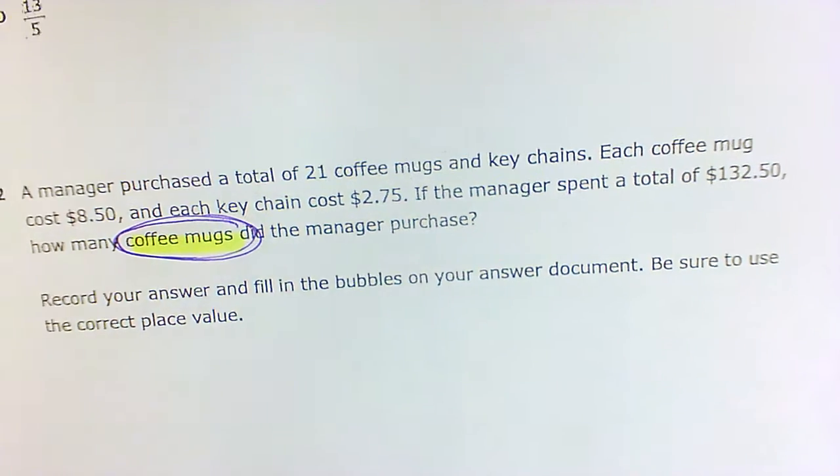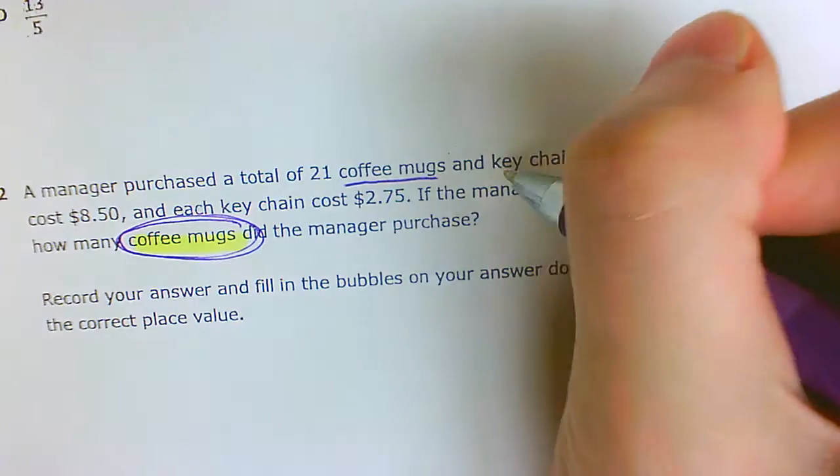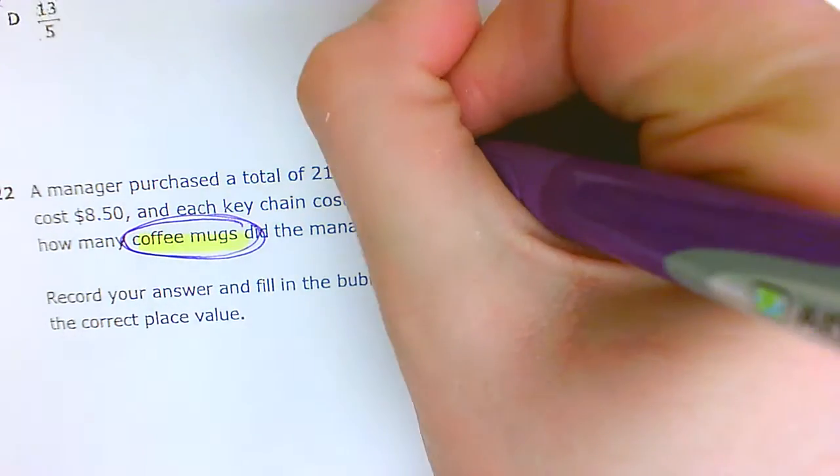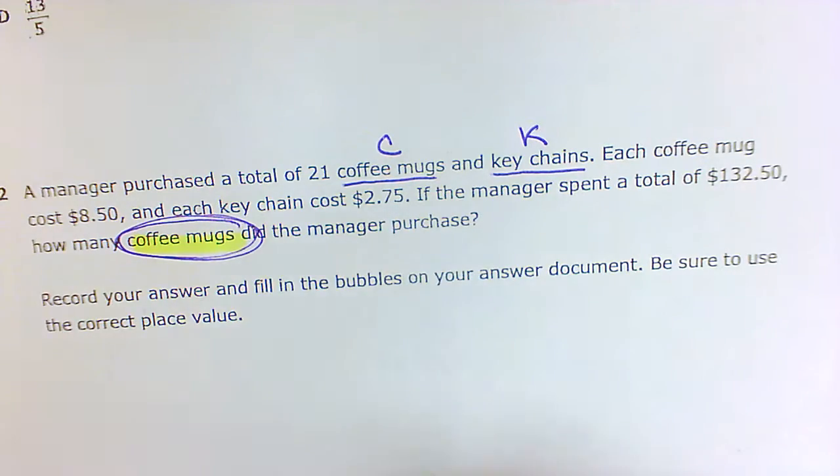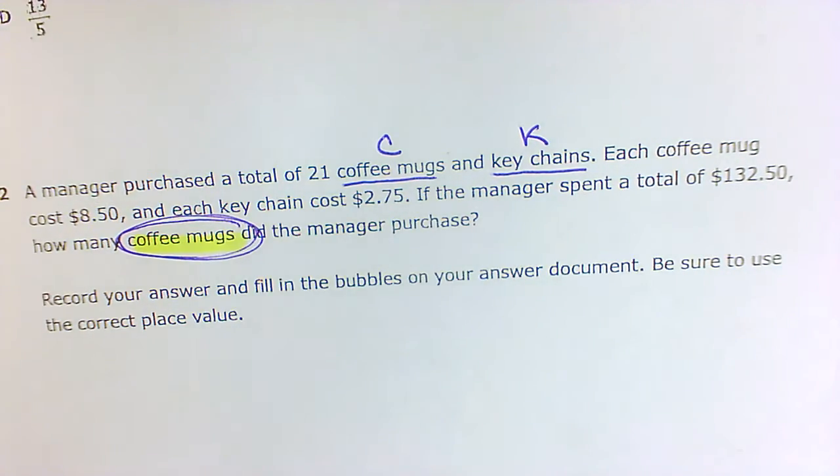But there's actually two unknowns. We don't know the coffee mugs or the keychains. And I'm going to go ahead and let C equal coffee mugs and K equal keychains. Now they said that there's a total of 21 of them.